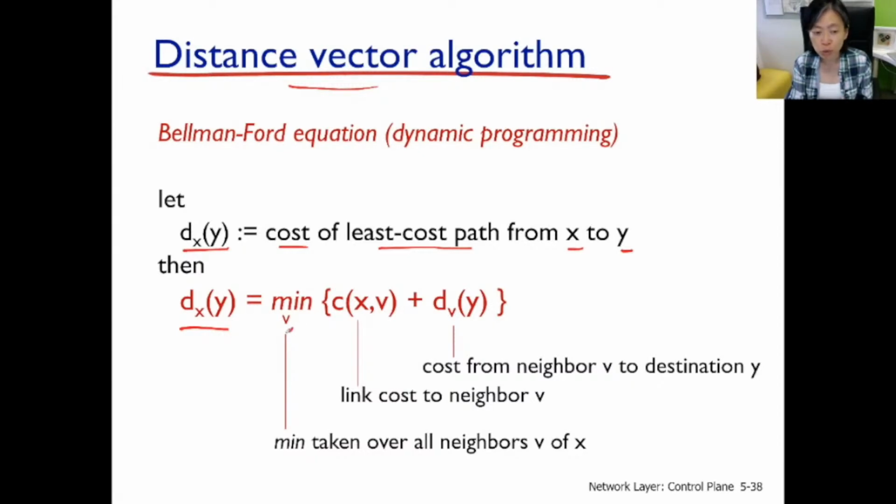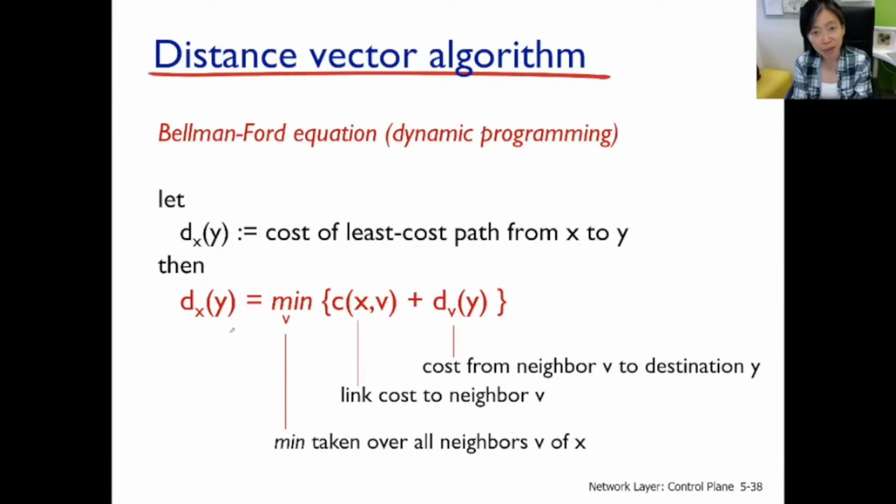The way to do it is to go over all the v's. The v's are the neighbors of the source. For each v, we calculate the cost to go from the source to the neighbor, plus the cost from the neighbor to the destination. So the sum here is the cost to go from the source to the destination through a particular neighbor v. All we need to do is go over all the neighbors, calculate the sum for each neighbor, and pick the neighbor that gives us the minimum value. That minimum value is the minimum cost from x to y, and that v is the next hop along the shortest path to the destination.